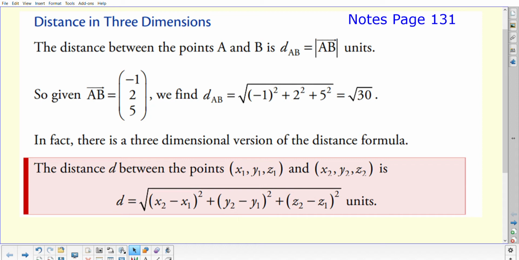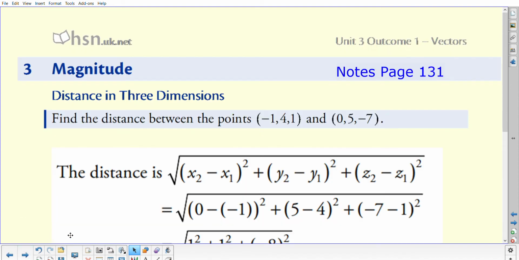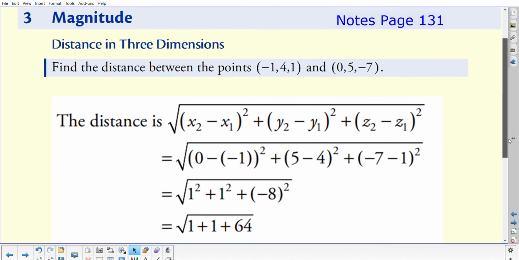So distance between points A and B, if you know the vector that represents A to B, then you can use the components and do the magnitude. However, if you hadn't worked out what A to B was, you could just use the coordinates in the distance formula method. So there's no real advantage one over the other.